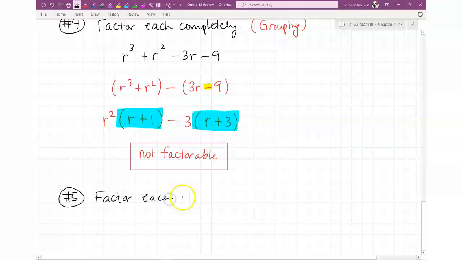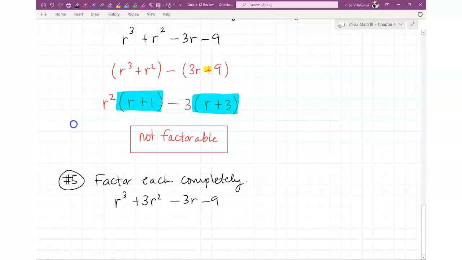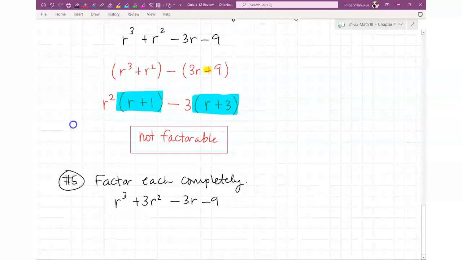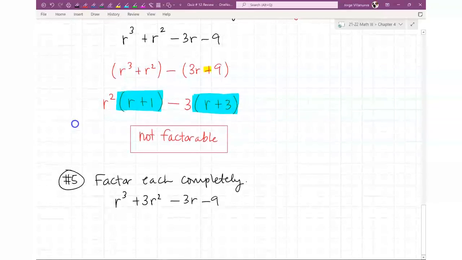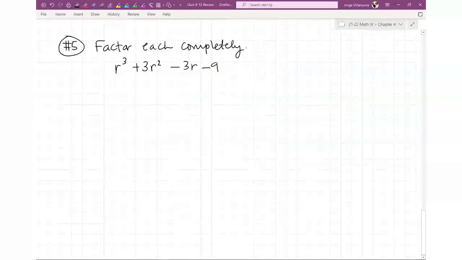Factor each completely. This will be our last one. And it's r cubed. Now let me put a 3r squared there. So it almost looks the same. The only difference is instead of an r squared, I put a 3r squared. So we just change it just a little bit. And we'll do this one, and then this one will work.